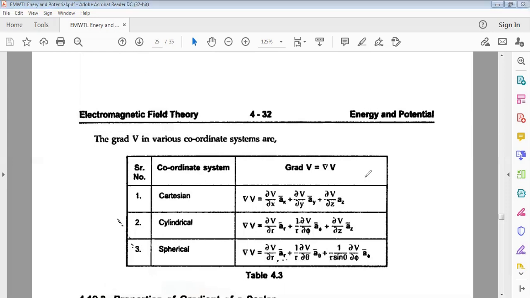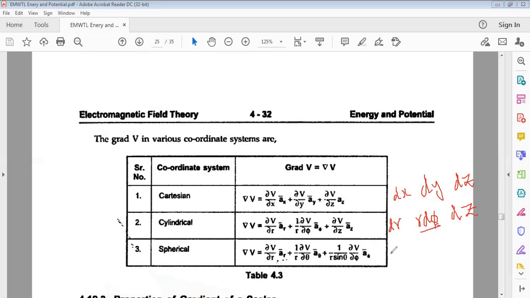Actually, the differential elements in Cartesian are dx, dy, and dz. And here, in cylindrical, the differential elements are dr, r into d phi, and dz. So dr means dou V by dou r, dx means dou V by dou x, and for d phi, 1 by r into dou V by dou phi. Remaining all is the same.